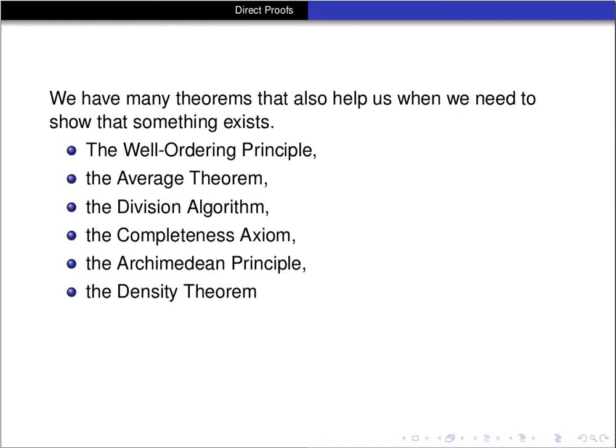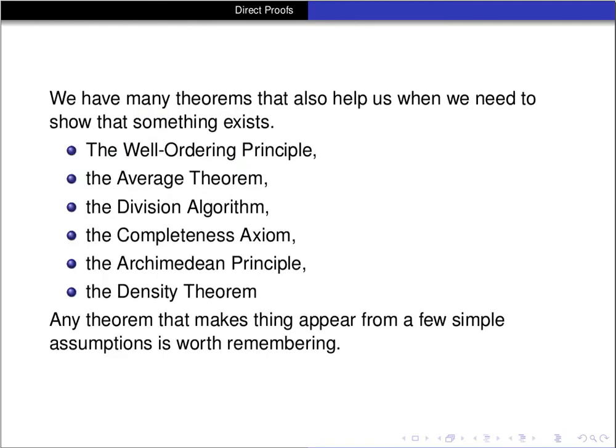We have the division algorithm that says if you want to divide two natural numbers, there exists an appropriate quotient and remainder. The completeness axiom tells us that non-empty sets of reals that are bounded above have a least upper bound. There's the Archimedean principle that tells us that given any real number, we can find a natural number larger than it. And there's a density theorem that says that between any two real numbers there exists a rational number. These are really helpful, important theorems. They tell us that something exists from not very many assumptions. And any theorem that makes something appear from a few simple assumptions is worth remembering. It'll be really helpful in proofs.